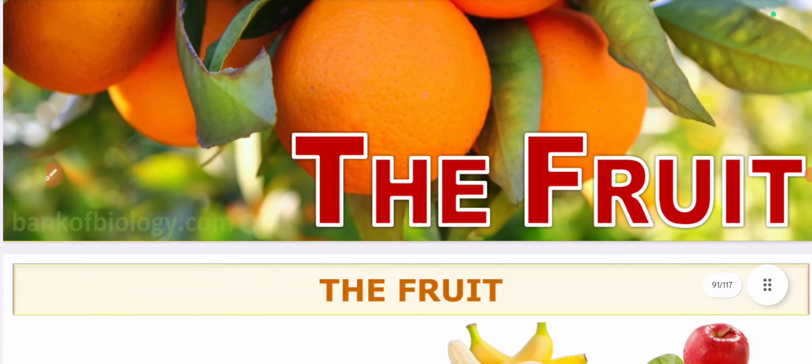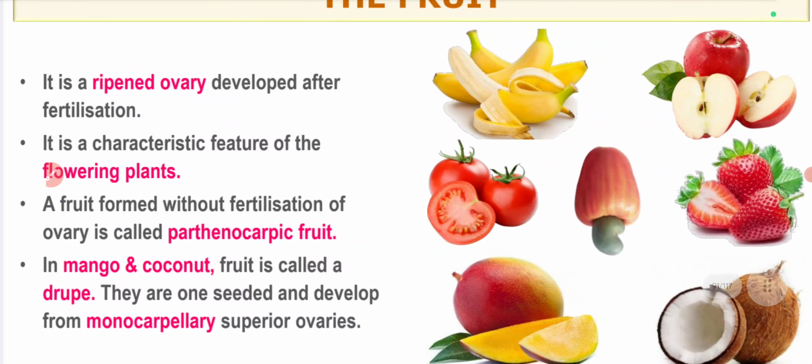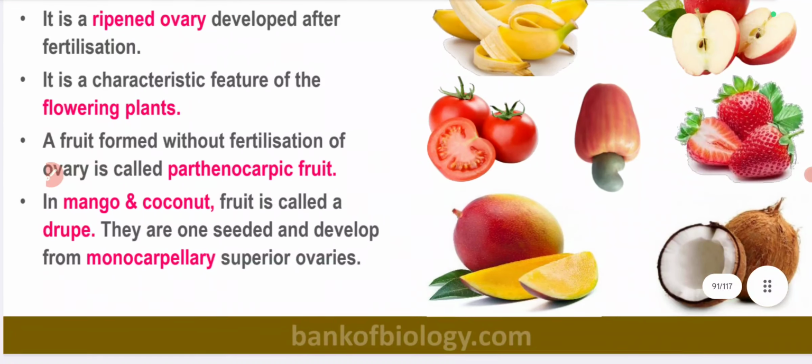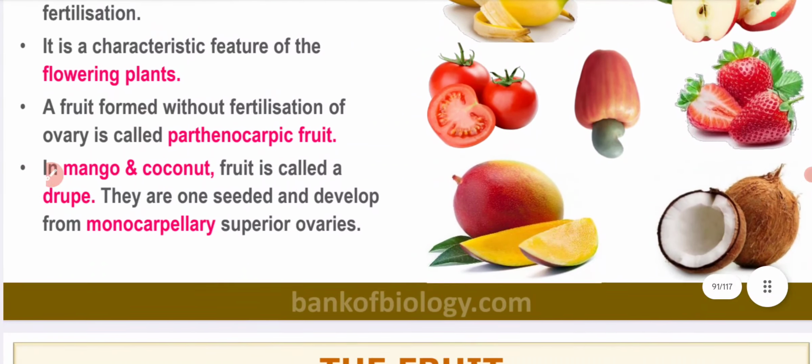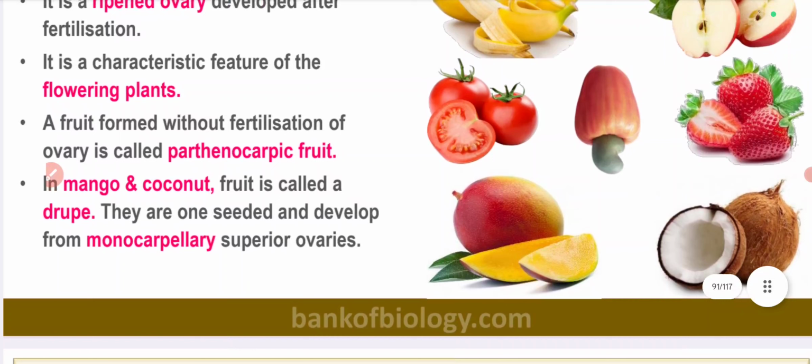Next is the fruit. It is a ripened ovary developed after fertilization. It is a characteristic feature of flowering plants. A fruit formed without fertilization of the ovary is called parthenocarpic fruit. In mango and coconut, the fruit is called a drupe. They are one-seeded and develop from monocarpellary superior ovaries.